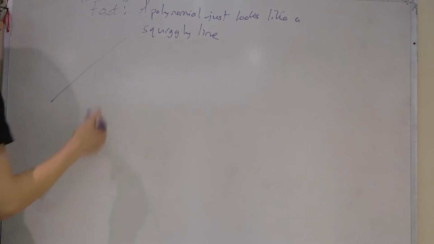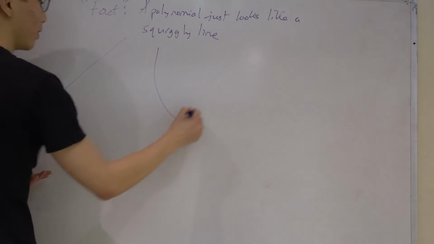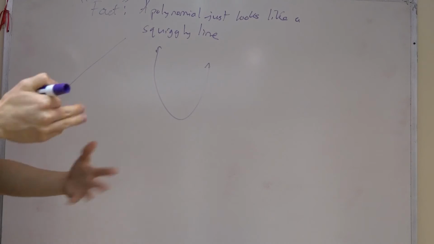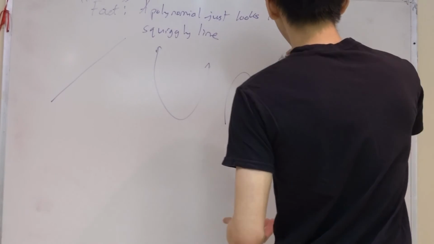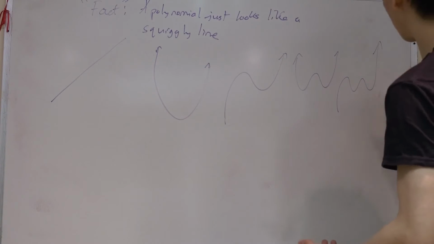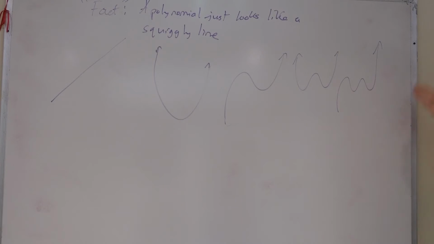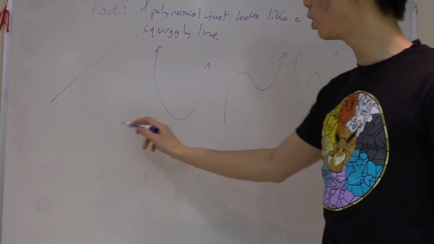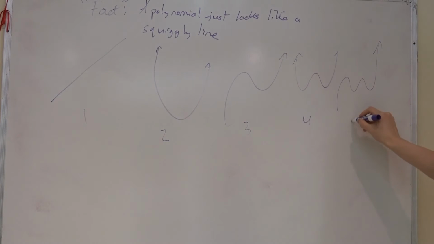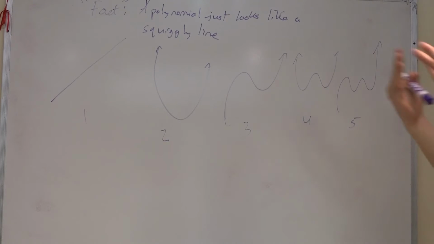Now, obviously, there's not much squiggle to that, and I'd be hard-pressed to call that a squiggly line. But as you go up the degrees, the polynomials become more and more squiggly. Right? So here what I'm doing is I'm drawing higher degree polynomials. So here's a degree 1 polynomial, a degree 2 polynomial, a degree 3 polynomial, a degree 4 polynomial, a degree 5 polynomial. Okay? Notice how as I increase the number here, the squiggliness goes up.